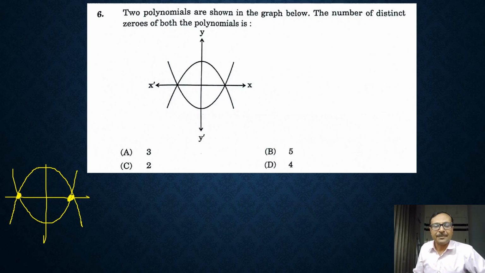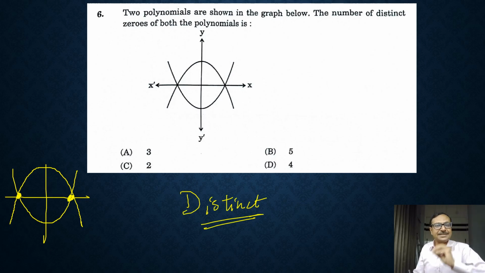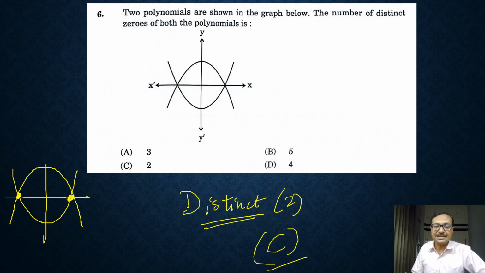There is a reason for that. The number of distinct, now this word is important there, the number of distinct zeros of both the polynomials are only 2 zeros. In all, you have 4 zeros, but 2 of them are same and other 2 are same. So the number of distinct zeros is 2 and therefore option C is the correct answer. I hope all of you got that right.